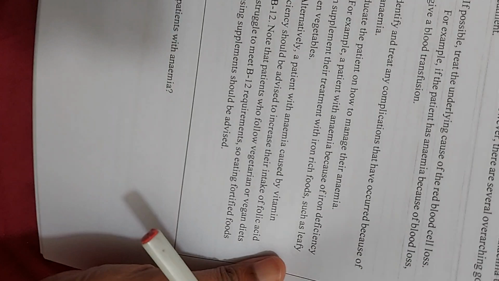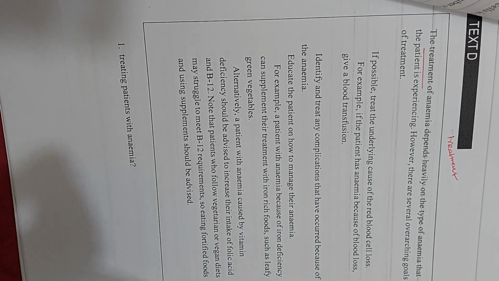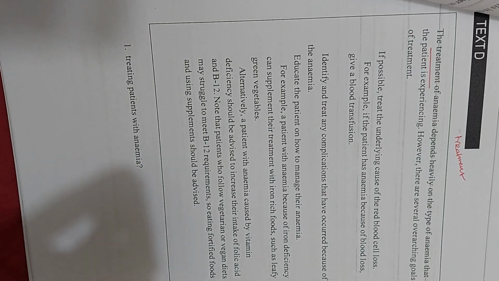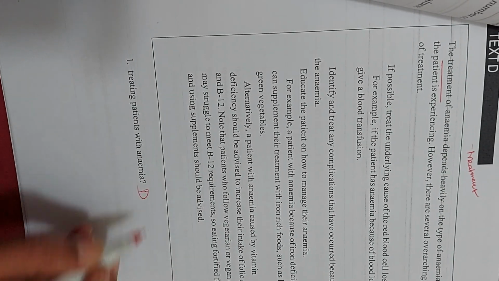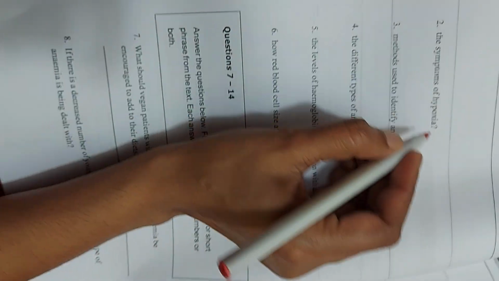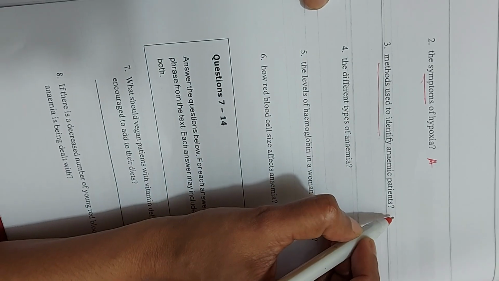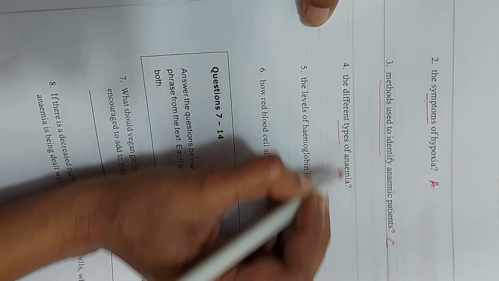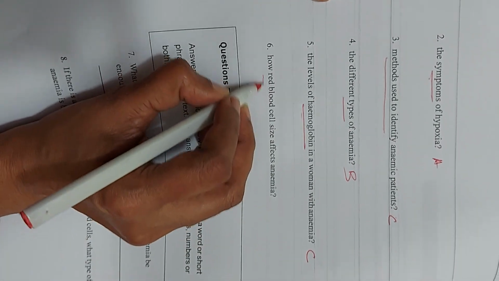Now when you go for this matching question, I know text A is about definition and symptoms, text B is about classification, text C is about causes, laboratory studies, and diagnosis, and text D is about treatment. I mapped my mind. Now when you see this one, treating patients means it's about D. Next, symptoms is A. Next, methods to identify causes. So causes in the sense I should go for text C. Different types, B. Level of hemoglobin comes under laboratory studies, so C. Red blood cells, C. So I have completed within half a second.